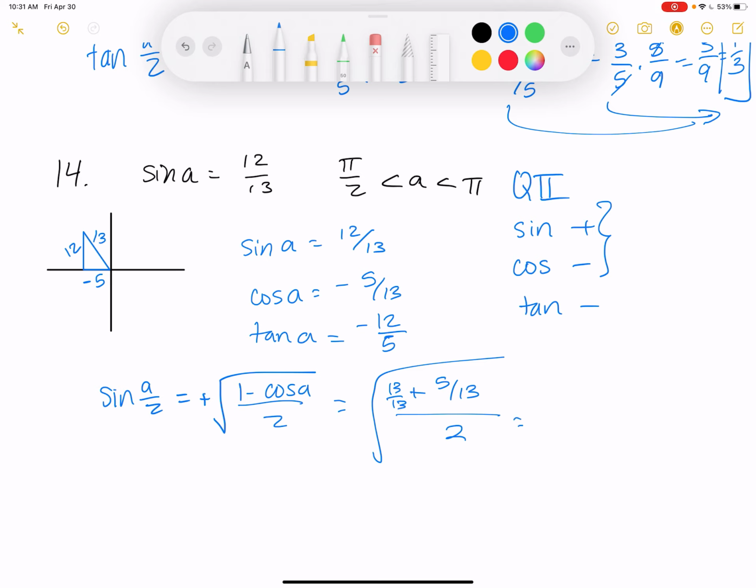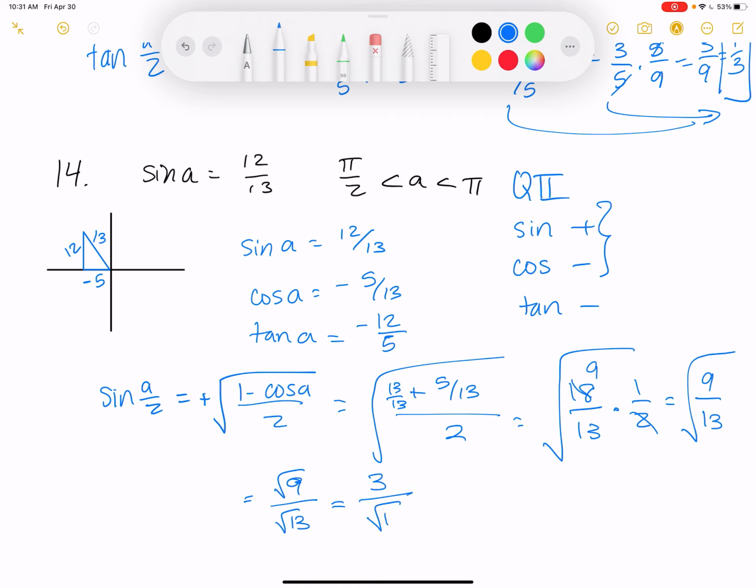All right, so I've got 18 over 13 on top, so I'm going to write that together. Dividing by 2, so multiply by 1/2. The 2 and the 18 cancel to give you 9 over 13. Square root of 9 over 13. You can split it as the square root of 9 over the square root of 13. So 3 over the square root of 13, which is 3 square root of 13 over 13.